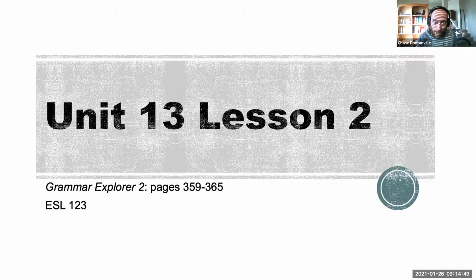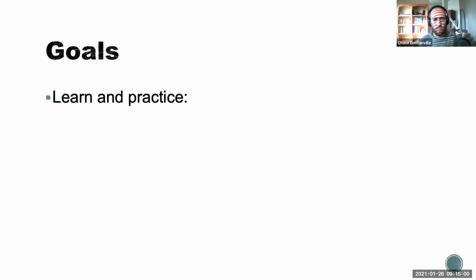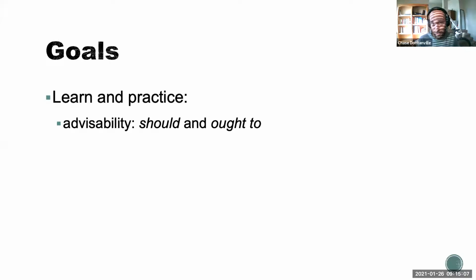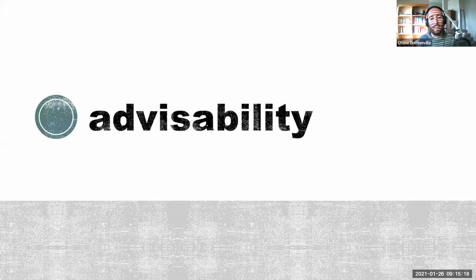This is actually the final lesson of Unit 13. Okay, there's only 2 lessons, and this will be our last lesson on modals. So, what are we going to learn? What are we going to practice? Advisability, or think advice. We're going to talk about should and ought to, and expectations with be supposed to. Let's start with advisability or advice.